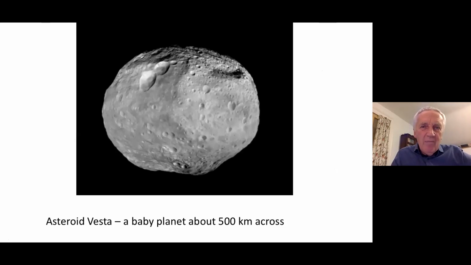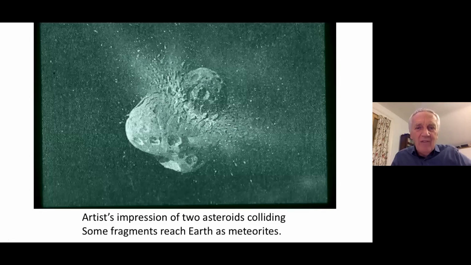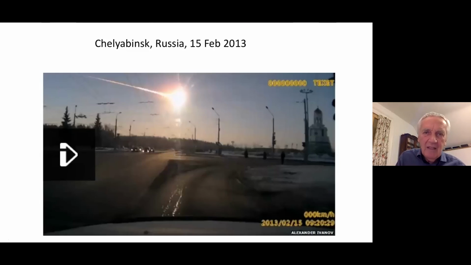And here's one of the bigger asteroids, Vesta, it's a baby planet about 500 kilometers across. Now, these asteroids have collided with each other from time to time to make many fragments, broken asteroids, and some fragments reach Earth as meteorites, as in this case of the Chelyabinsk meteorite in 2013.